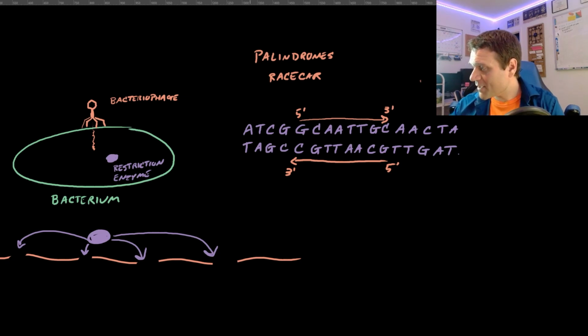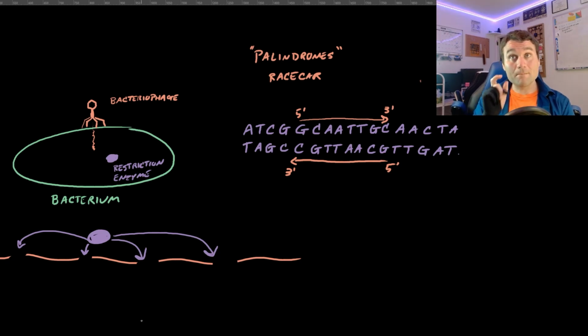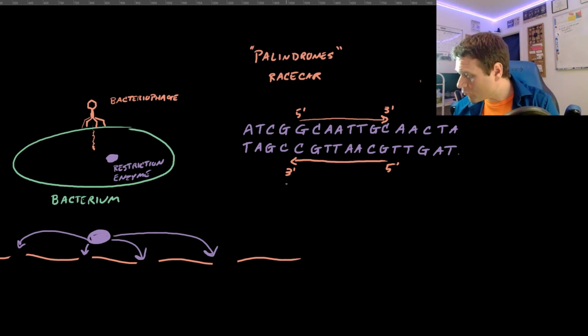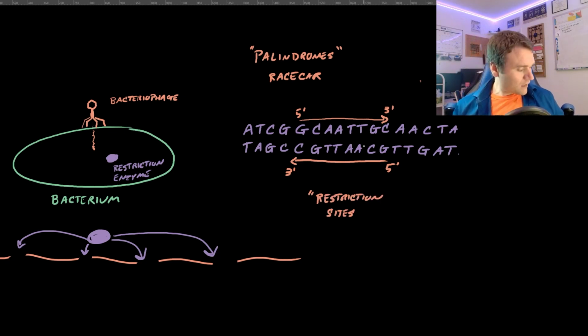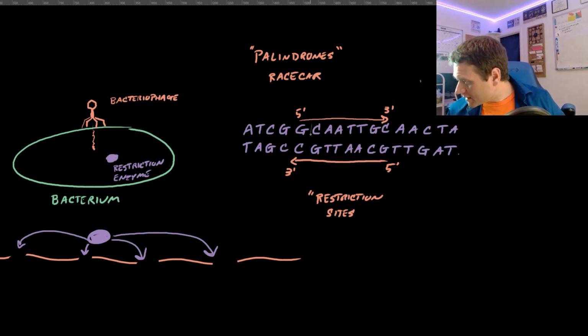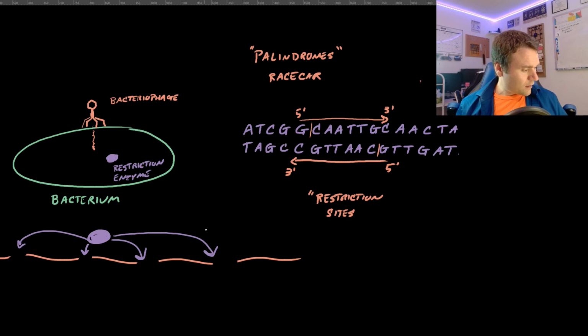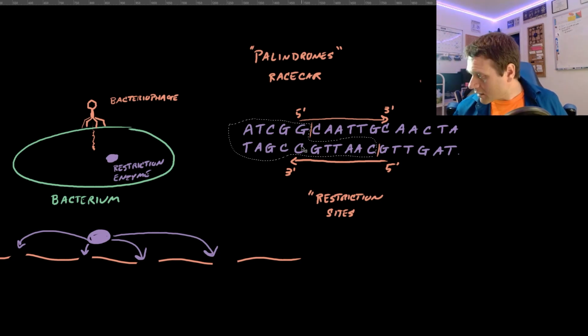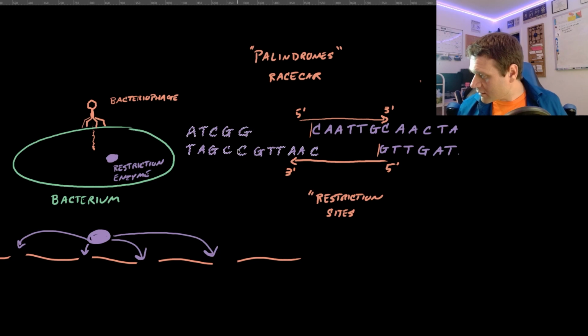Anyway, these palindromes, each restriction enzyme is made to target one specific kind of palindrome. So when they're used here, we don't just call them palindromes, we call them restriction sites. And what will happen is it will make a cut right here in the DNA molecule, and it'll make a cut right here in the DNA molecule, allowing it to cut that molecule like so. We're going to break this DNA.